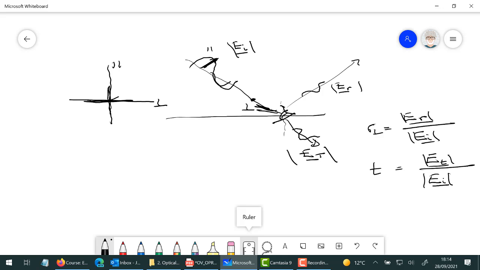If it's going at some angle to the plane, then we can break it down just as we can with any other vector. We can break it down into a perpendicular component. So if that's E incident, then we can break that down into an E incident perpendicular and an E incident parallel.